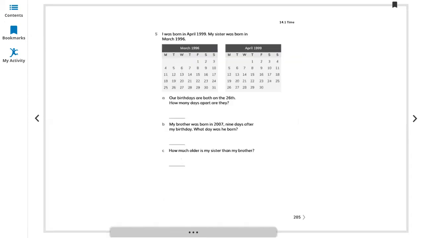Let's move to the next page. Question number 5. I was born in April 1999. My sister was born in March 1996. So we can see here a 2 month calendar. Our birthdays are both on the 26th. How many days apart are there?